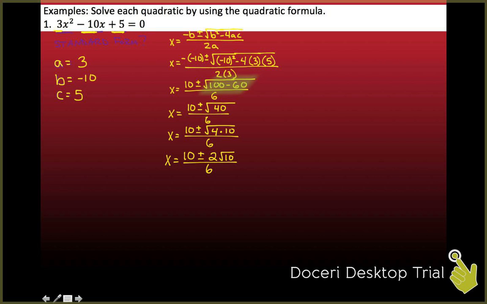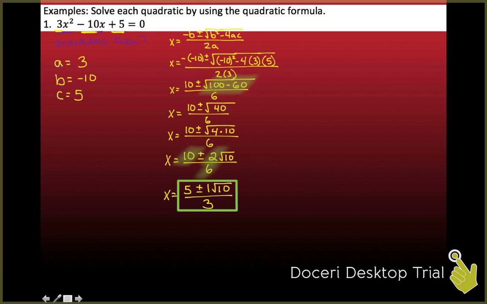And the last step is going to be to reduce that, because we know that 10, 2, and 6 are all even numbers. So we can divide them all by 2, and we'll have x equals 5 plus or minus, if you want to put it, 1 square root of 10 all over 3. And that there should be our final answer. So 5 plus or minus radical 10 over 3.